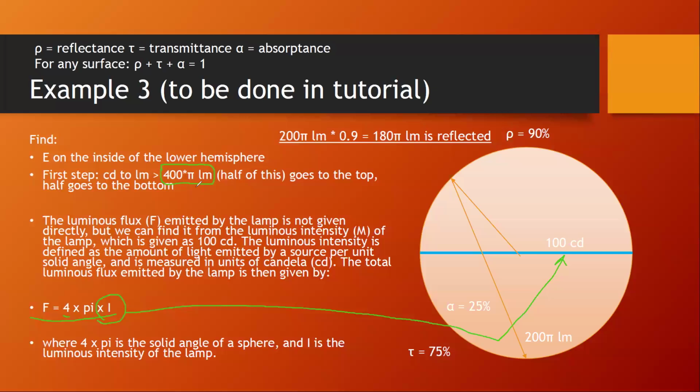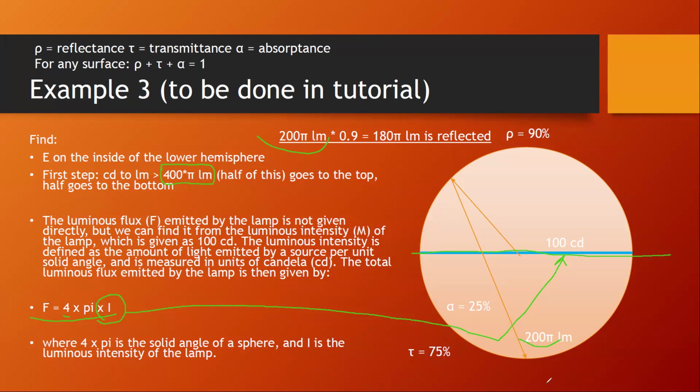You go back to the jargon, you see that we have an isotropic term, meaning equal in all directions. What does that mean for the globe? It means you got the blue line divided by 2. You get 200 pi lumen up there and 200 pi lumen down. Does it make sense so far? Okay, very good.